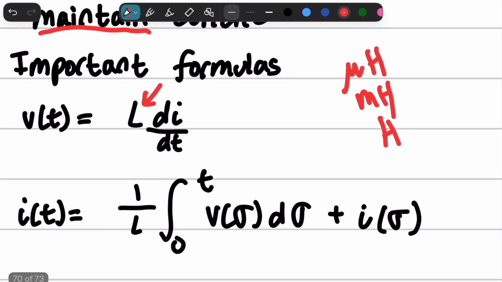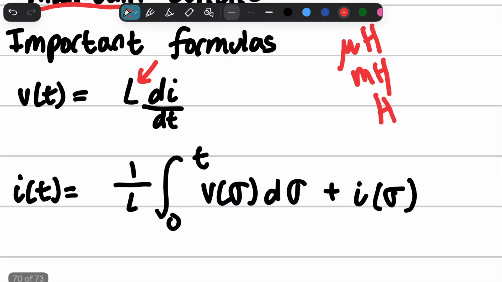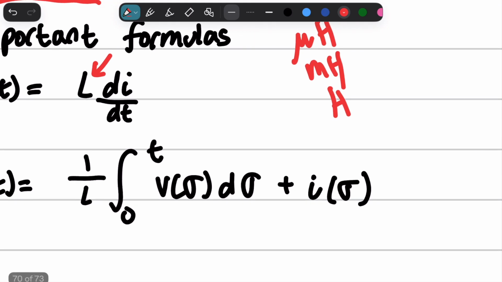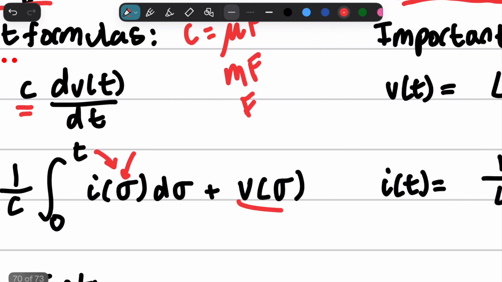And the rate of change of current with respect to time. And to the opposite, to get the current, we have to have the same thing, integrate 1 over L integrated over voltage plus some arbitrary starting value. So we have some arbitrary starting value here.